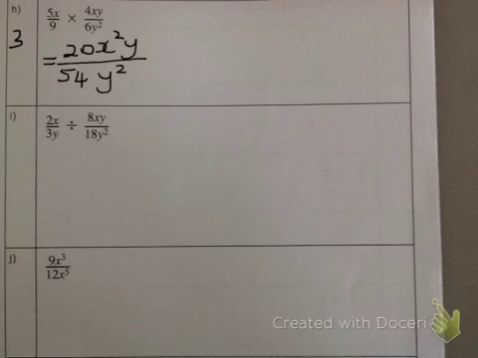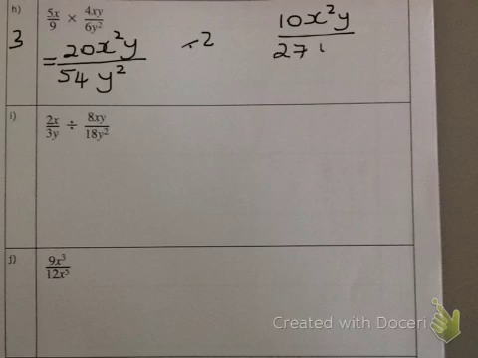And I can simplify that even further by dividing by 2. So if I divide 20 by 2, I get 10x squared y. If 54 is divided by 2, we get 27 y squared. But wait, there is a y in the top and a y in the bottom. Let's divide the top and bottom of this fraction by y. So I get 10 over 27.